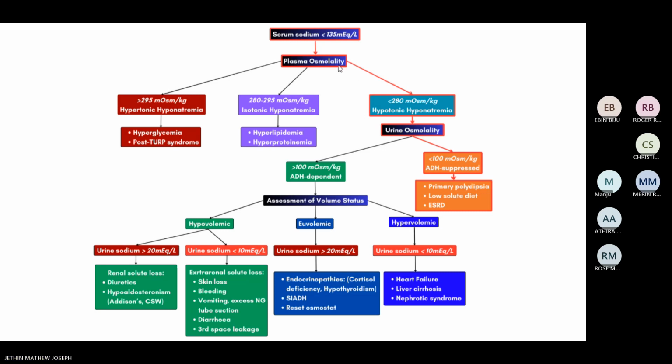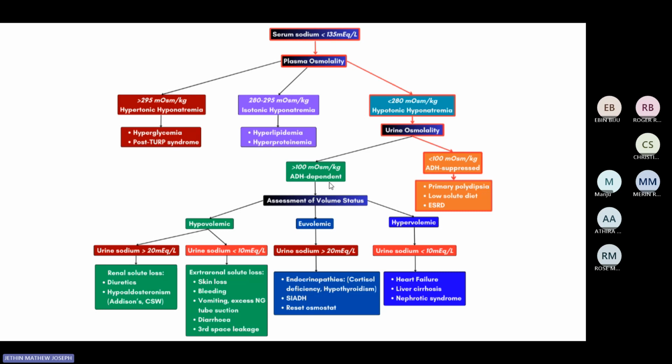Next step, plasma osmolality. You measure plasma osmolality using the formula. If it's less than 280, that is what you call hypotonic hyponatremia or true hyponatremia. Next step is to calculate urine osmolality. If urine osmolality is more than 100, even if you're not able to calculate urine osmolality, a good history will be able to help you out with this.